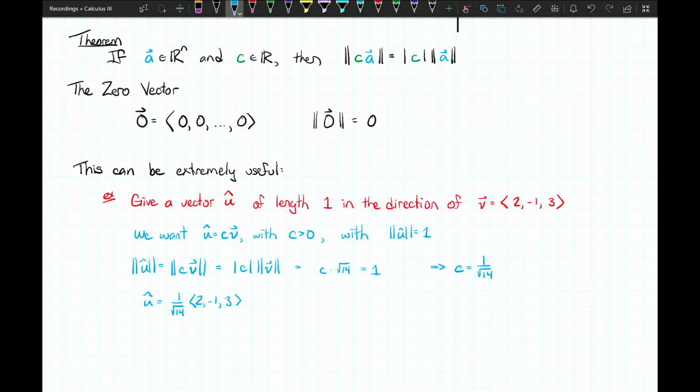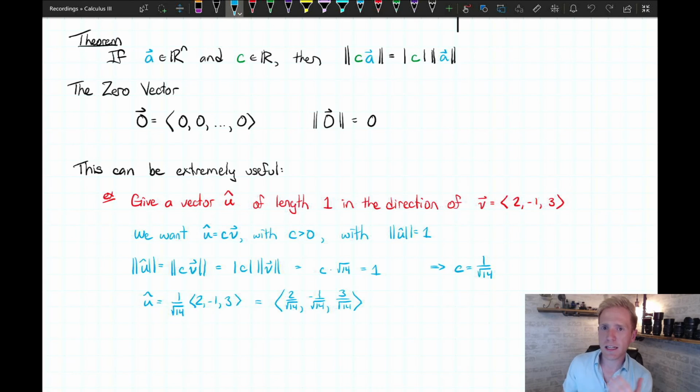This is going to be a vector of unit length in the direction of v. Although if you wish, you could use scalar multiplication and rewrite that as 2 over root 14, -1 over root 14, and 3 over root 14, although either one of these notations is correct.